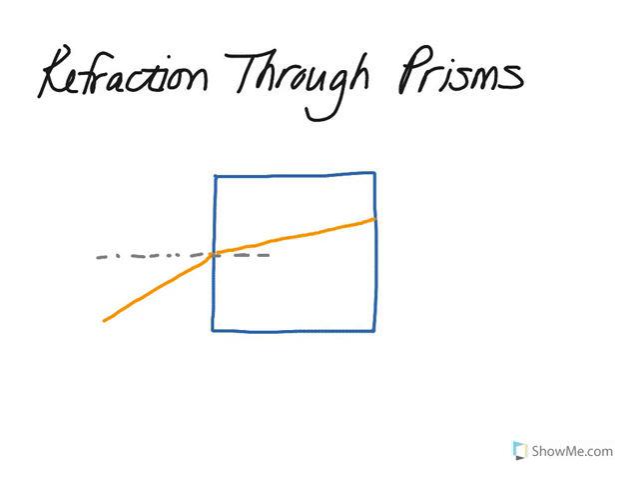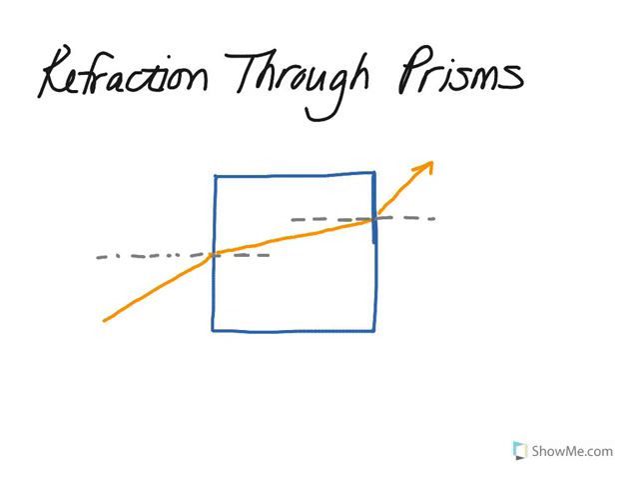And when it hits the second interface, instead of heading in this direction, the light is bent because it's going from high to low index, away from the normal, something like that.